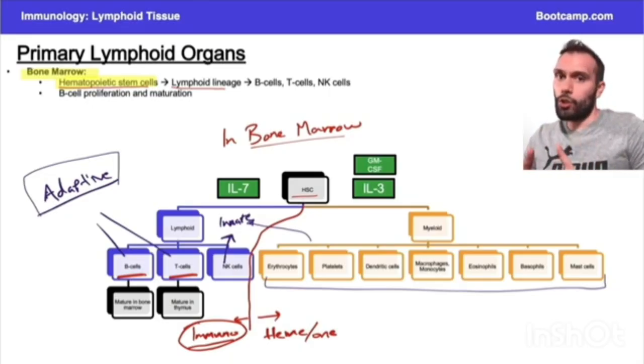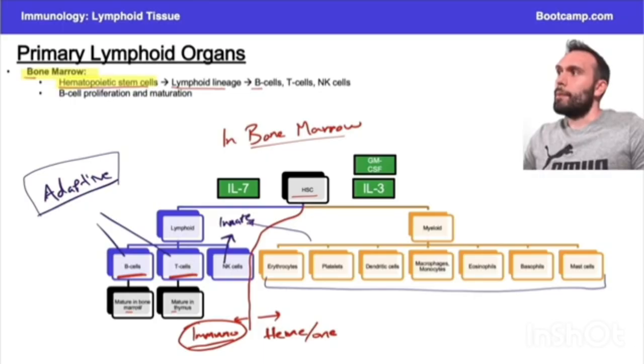Where they mature is what's different. So the B cells are going to mature in the bone marrow. They're going to stay in the bone marrow and mature in the bone marrow. Remember, B for B cells, B for bone marrow. That's where they're going to mature. Now the T cells, they're going to be formed in the bone marrow, but they mature in the thymus. So T for T cell, T for thymus.